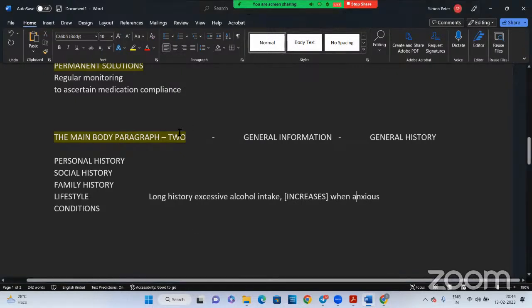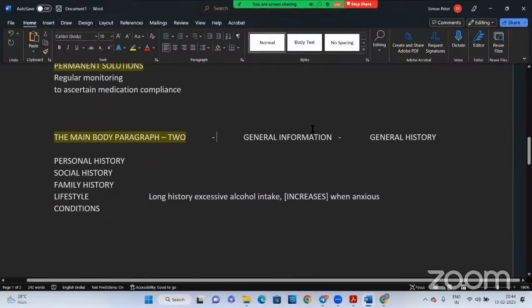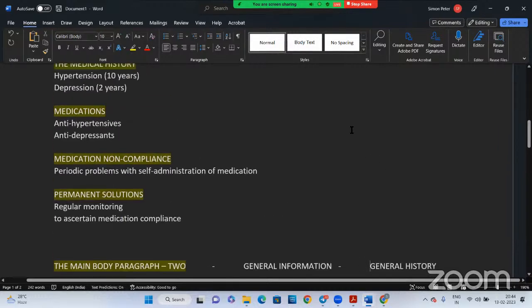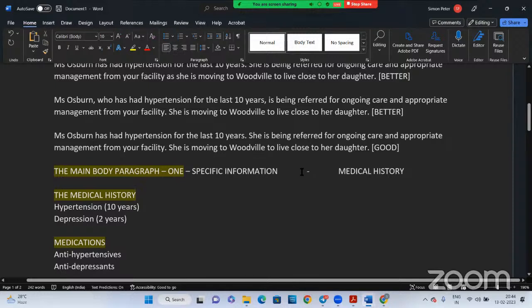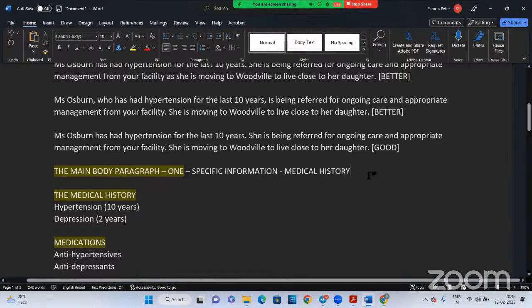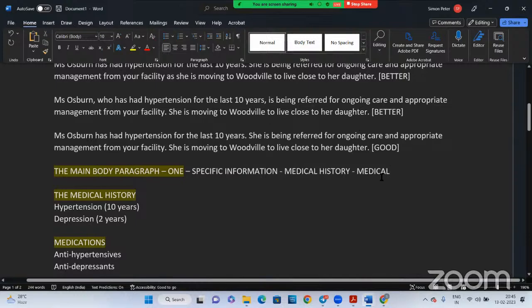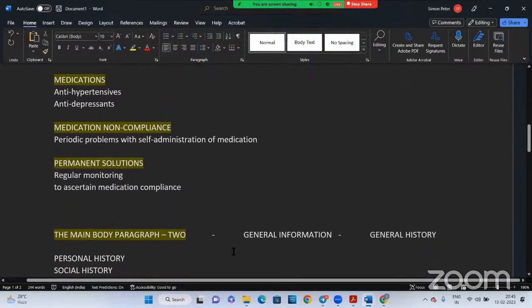Main body paragraph 2. So this is about the medical condition, what you know about her medical problems. This you know about her personal problems. This is personal. This is medical. Let me cut short. So this is medical, and this is personal.